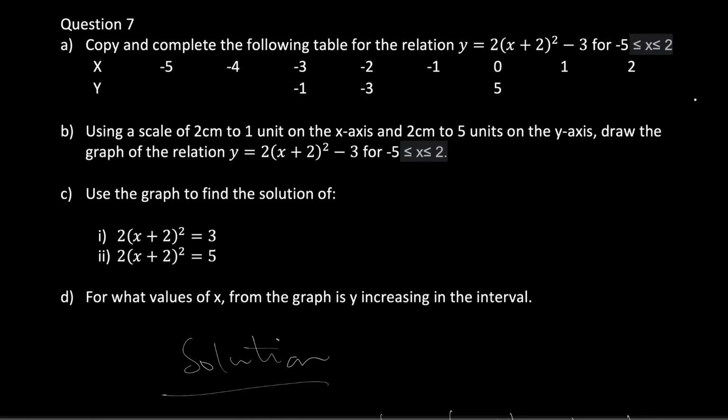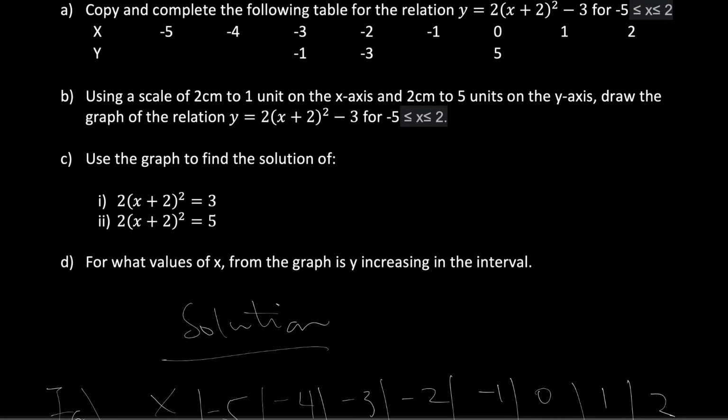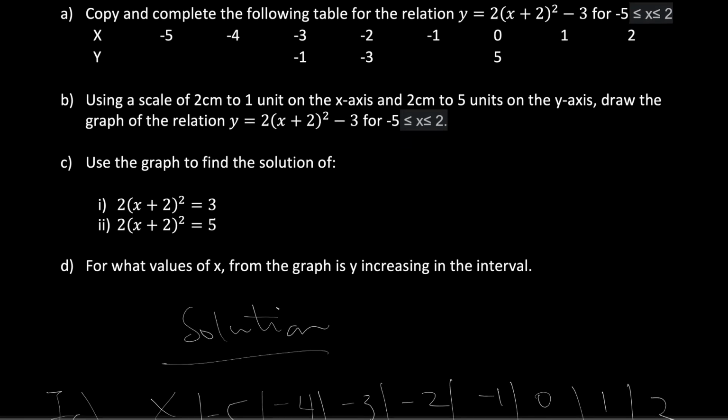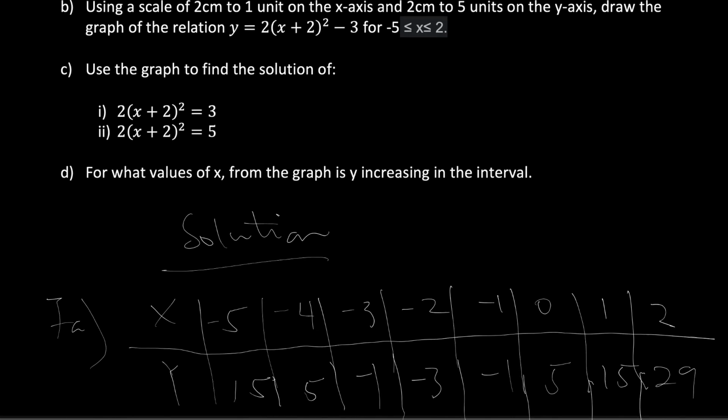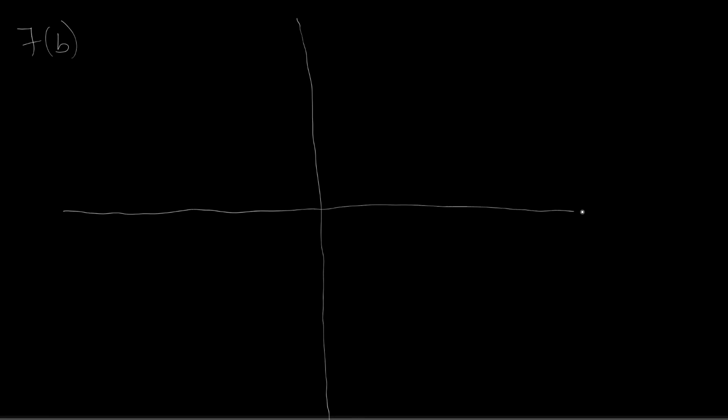Now moving on to the question 7B, which requires that we draw the graph of the following relation there. y is equal to 2 multiplying (x plus 2) raised to the power 2 minus 3 equation. So 7B. So this is y, and this is x.